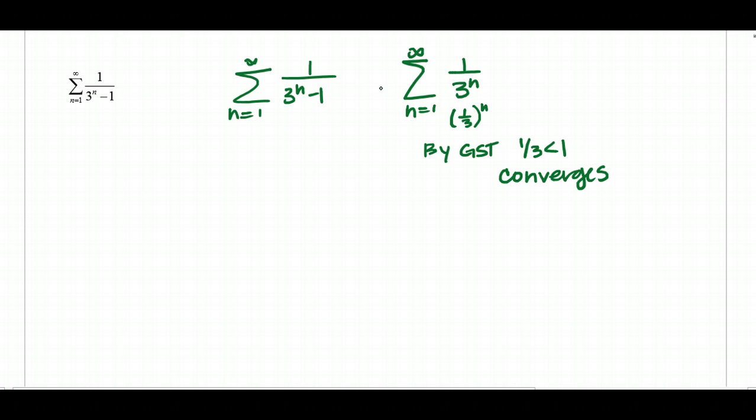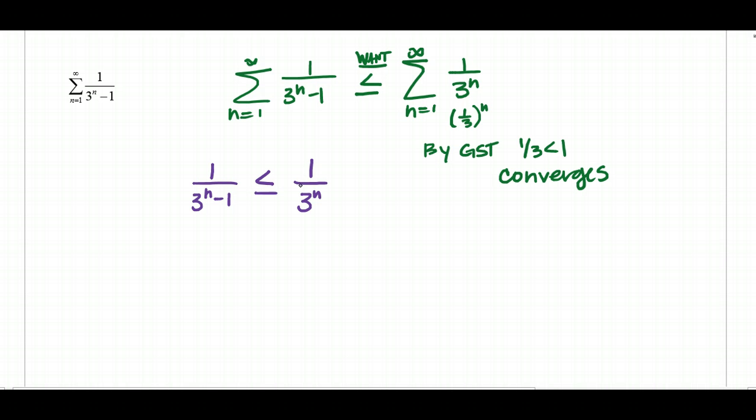So in order for us to use the direct comparison test here, let's write the inequality that we want. Because this series here converges, I want this series on the left to be less than or equal to this convergent series, because if I have a series that is smaller, it's definitely going to have to converge as well. So now we're trying to show that 1 over 3 to the n minus 1 is less than or equal to 1 over 3 to the n.